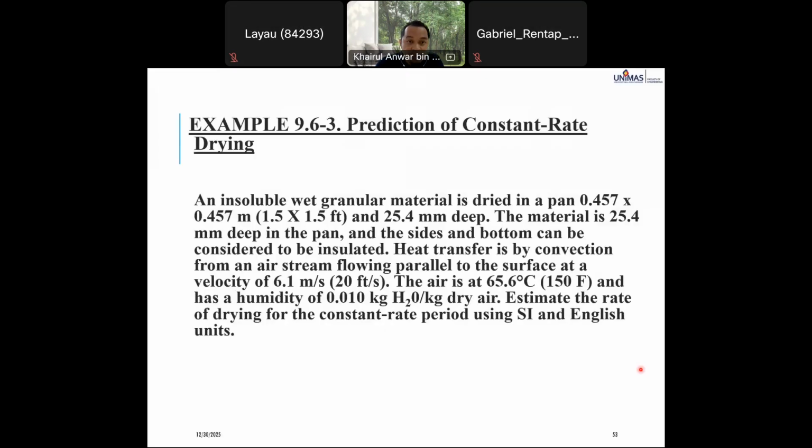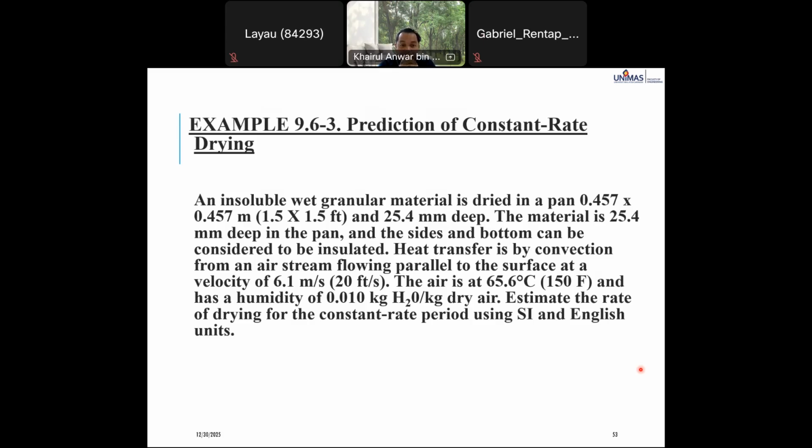Let's see. This is based on the other method, method B. The first method is using the graph, the drying curve, or the rate of drying curve for the constant rate period. Now it is using prediction of constant rate drying. An insoluble wet granular material is dried in a pan 0.457 by 0.457 meter, 1.5 by 1.5 feet, and the material is 25.4 millimeter deep in the pan.